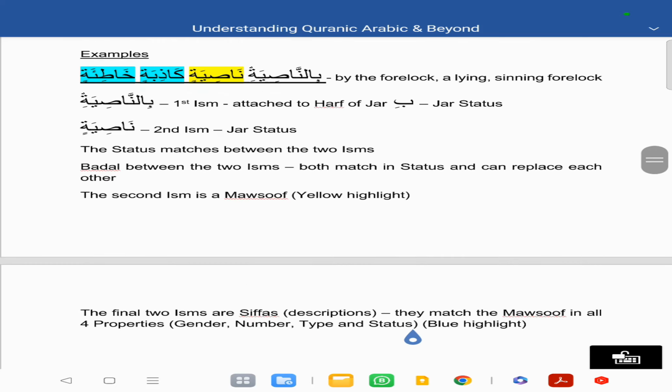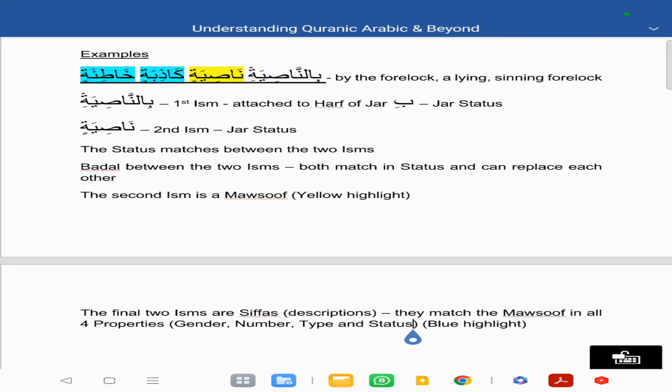So some examples. The first is bin nasiyatin kazibatin khati'atin, by the forelock, a lying, sinning forelock. So the bin nasiyati is the first ism, and it's attached with the harf of jar bi, and therefore it's in jar status. And the second ism is nasiyatin, which is in jar status also, because the status matches between the two isms. That's what happens in badl. The two isms match in status.